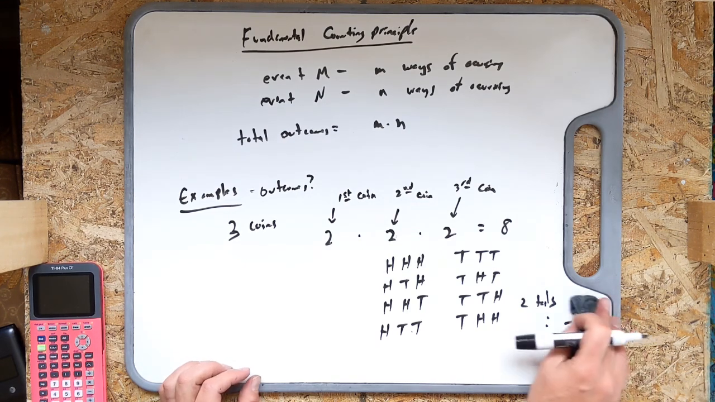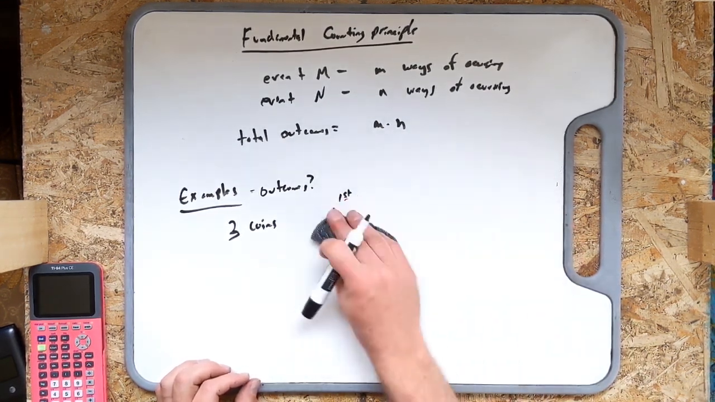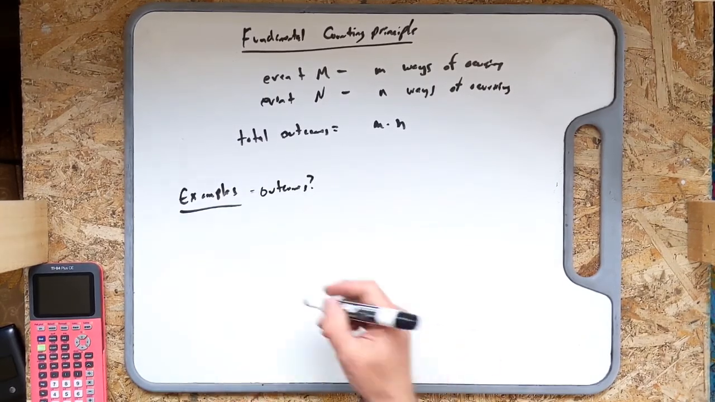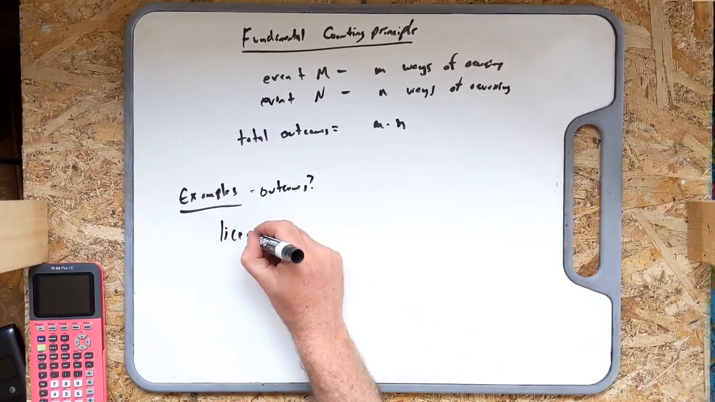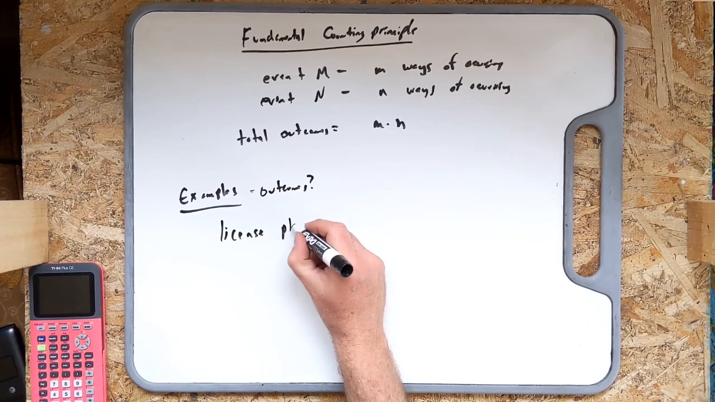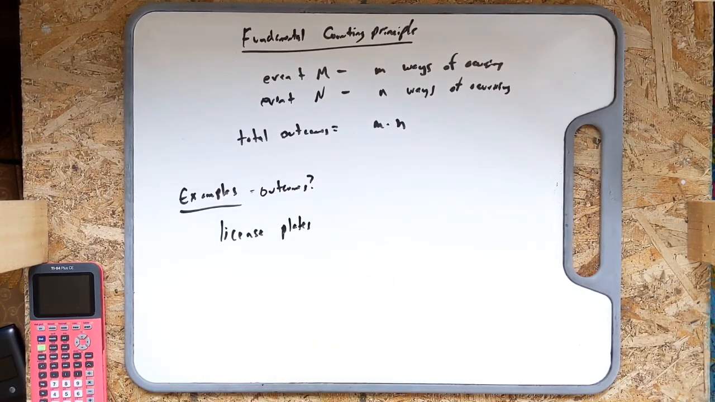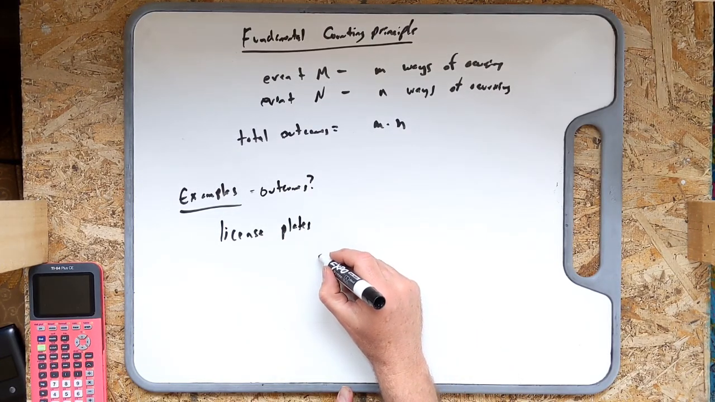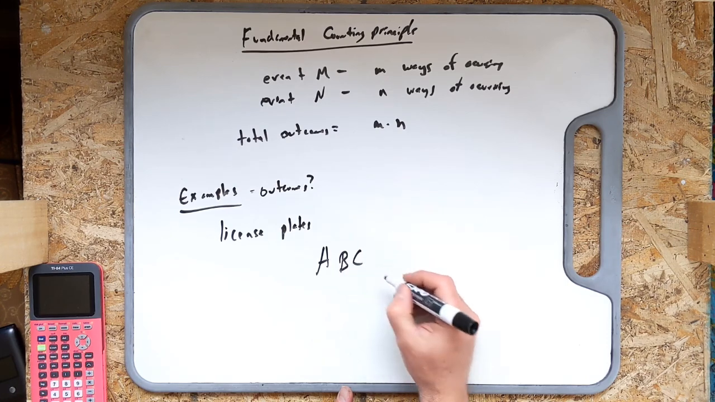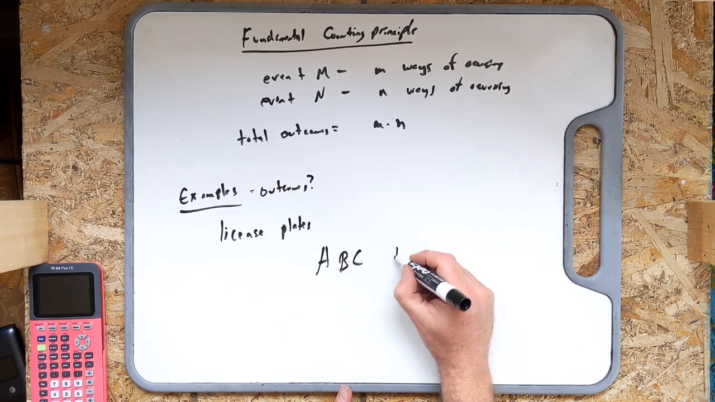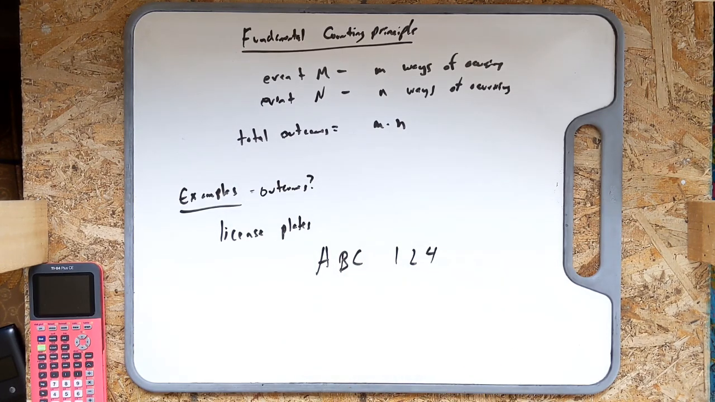Okay, let me give you another example. This time it's not going to be coins. We're going to use license plates, and specifically Colorado license plates. So a Colorado license plate is made up of 3 letters, so I'll call it A, B, and C, and 3 numbers, 1, 2, 4, say. The question is how many different license plates can you create? In other words, what is the total number of outcomes?